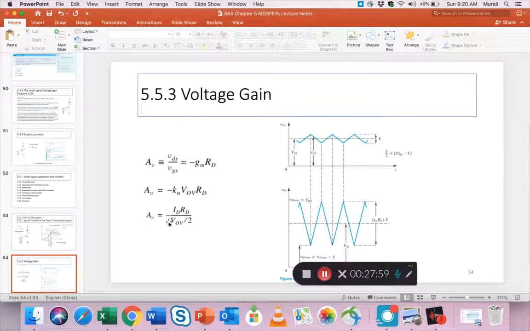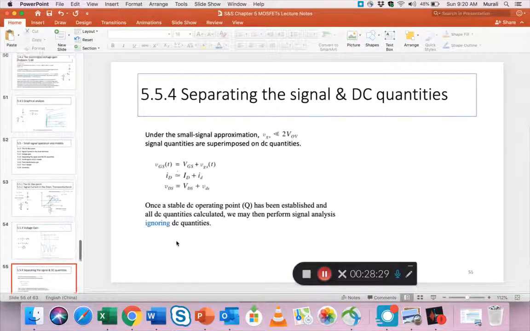Now, AV is just output voltage by input voltage, right? It can also be written in this form, because IDRD is actually also representative of the output signal, right? The voltage drain to source is linked, using KVL, to the biasing voltage or supply voltage VDD through this element. So this is another important formula.